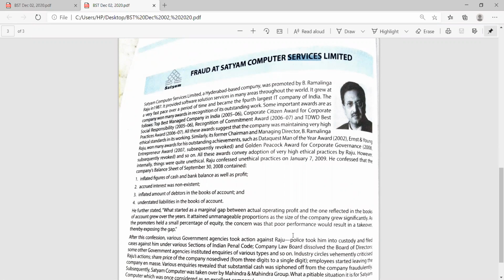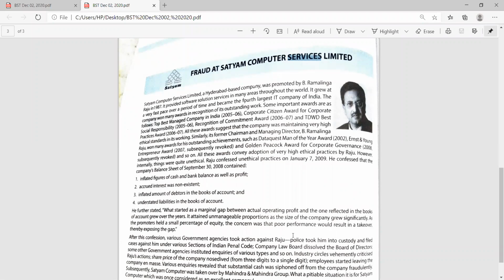Some important awards are as follows: Top Best Managed Company in India 2005 to 2006, Corporate Citizen Award for Corporate Social Responsibility, Recognition of Commitment Award, and CDWD Best Practices Award. All these awards suggest that the company was maintaining very high ethical standards in its working.